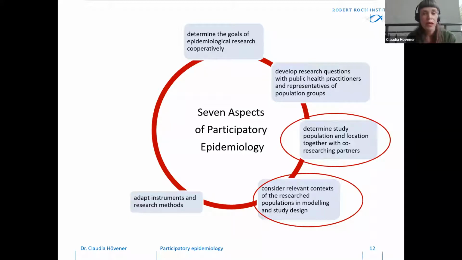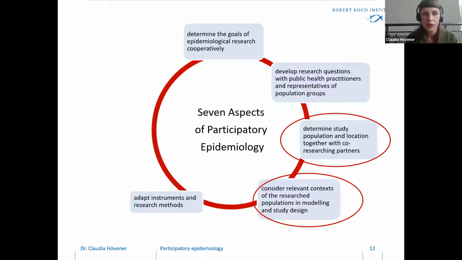Then we had to come up with instruments and research methods. In terms of the questionnaire, we really developed the questionnaire together with the working group. So we had indicators that we wanted to use from other surveys, but we also discussed a lot of different questions that might work and might not work.